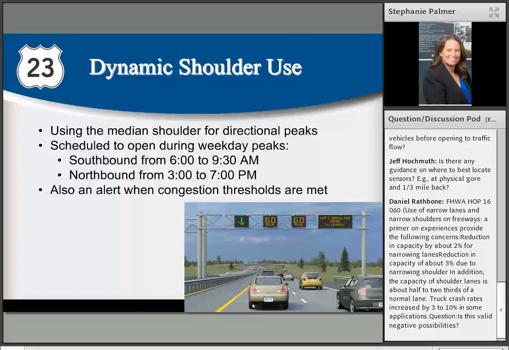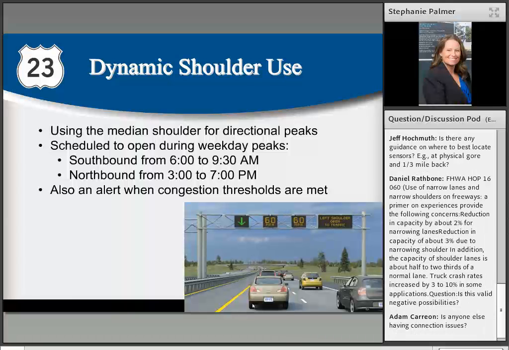So our dynamic shoulder use sounds like it would be considered a level 3 based on what Pete had just discussed about the levels. We have core hours, and our core hours are southbound in the morning from 6 to 9:30, and then northbound from 3 to 7 p.m. But we also have a congestion alert, where when thresholds are met we open it for congestion, and also we schedule it for special event traffic.